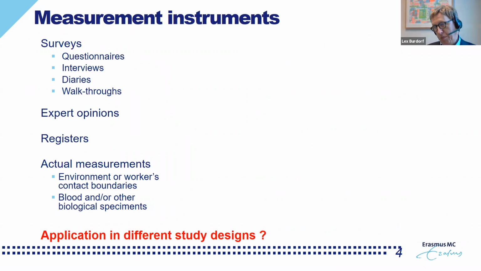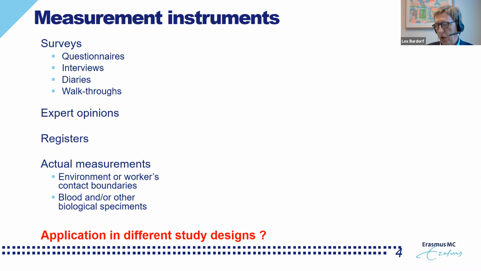And then, of course, let's start before going into the actual design considerations. Let's discuss first a little bit about the measurement instruments. So in many occupational EPI studies, we use surveys, either questionnaires that we send out to participants, interviews, sometimes diaries, sometimes walk-through studies that are linked to surveys. We also have expert opinions a lot, and that's linked to the topic of Suzanne Peters, the job exposure matrices. Then, of course, we have the possibility to use registers that sometimes contain hidden information on occupational exposure. And then in the end, of course, we have the possibility to actually do the measurements ourselves.